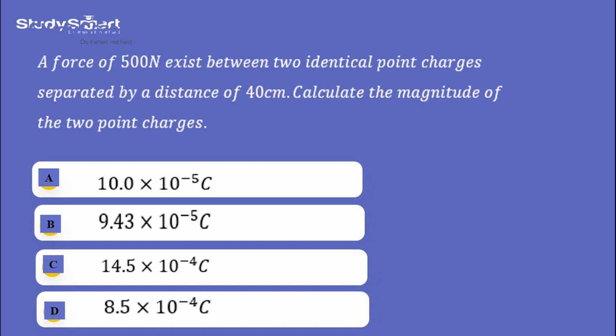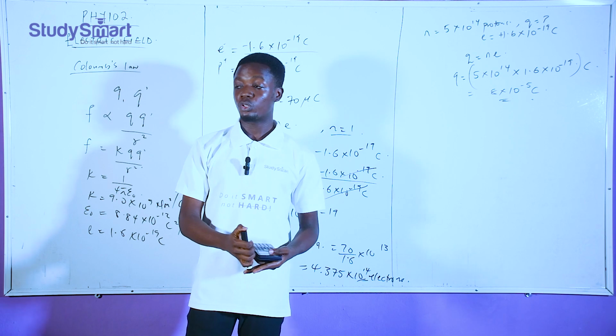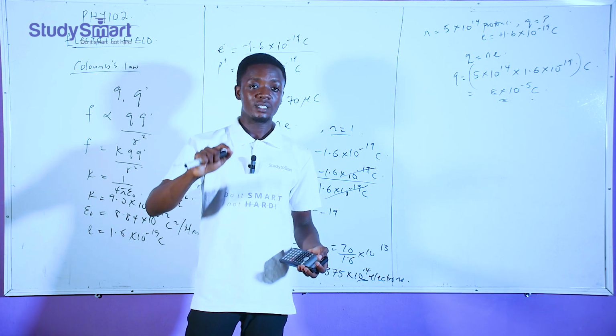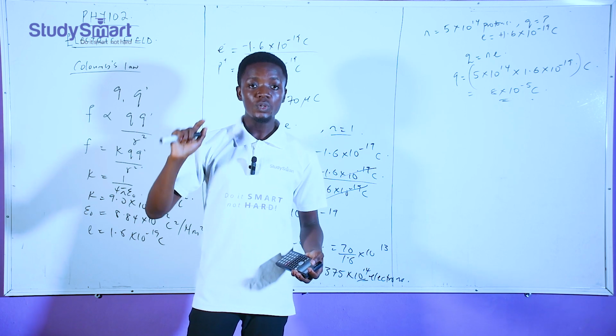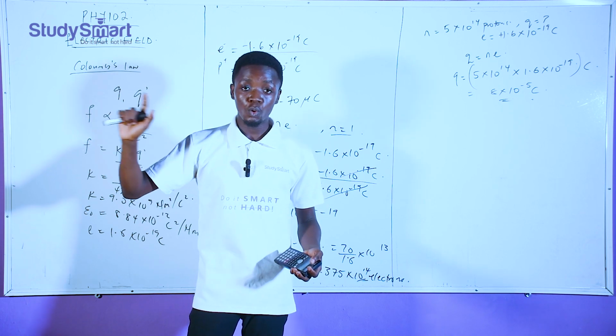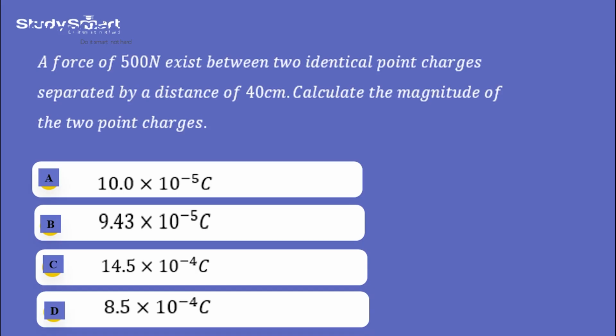Now they are separated by a 40 centimeter distance, and we are asked to calculate the magnitude of the two point charges. If you are asked to tell whether what we have here is a force of attraction or repulsion, because you are already told the charges are identical, it means they have the same signs. So what you'll have there is a force of repulsion, not attraction, because they are identical in all aspects, including the sign and the magnitude. But then we are asked to find the force of attraction.